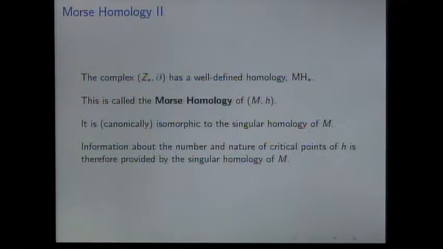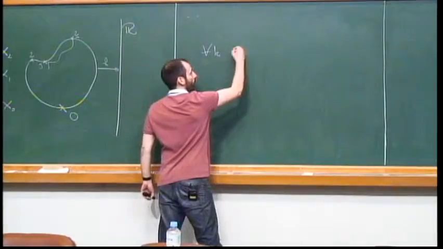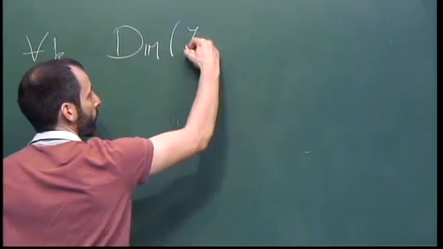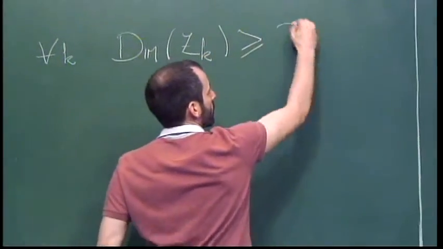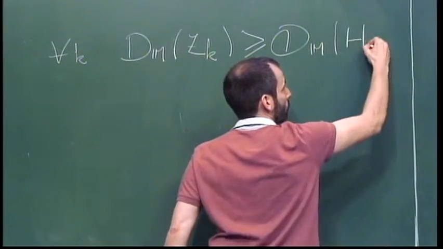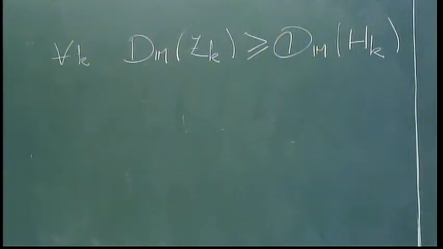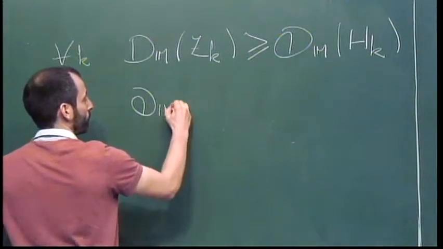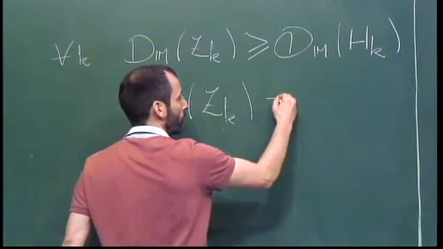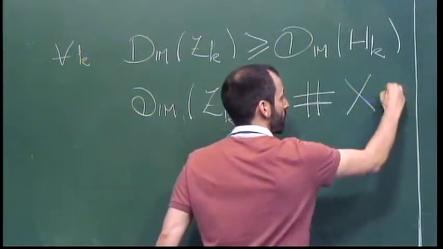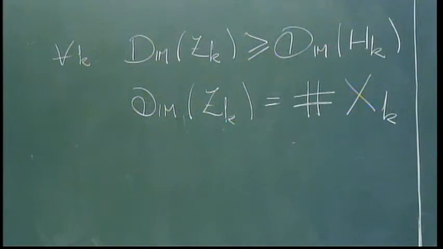Now, why is that? Well, the point is this. For each k, the dimension of zk is bigger than the dimension of the corresponding homology group. Why? Because the homology group is a quotient of the chain group. But the dimension of zk is quite simply equal to the number of elements in xk. So the dimension of the homology group for each k will give you a lower bound on the number of critical points of Morse index k.